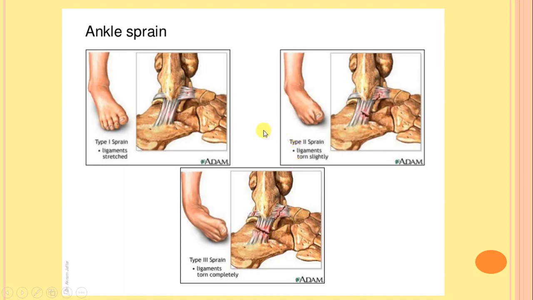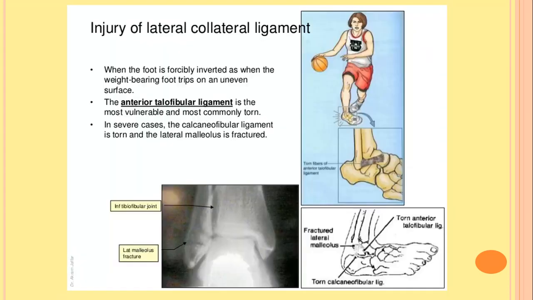This is a very common injury. The first type is what we call in our language Moch. The second type also sometimes. But for the third type there is a complete tear, so that needs surgical repair. Other types can be treated conservatively. So this is ankle sprain, which has three types.